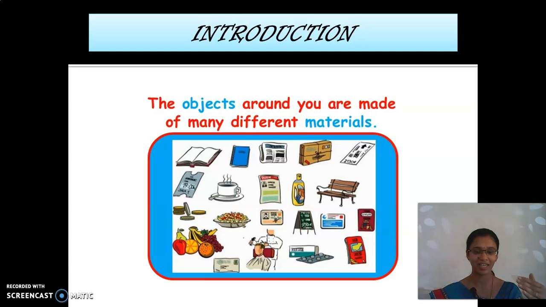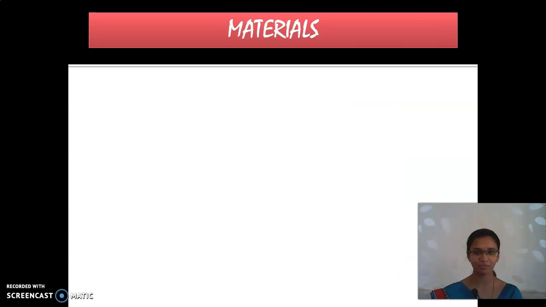So based on their types we are classifying. What are the objects which are present? Notes, book, chair, fruits, vegetables, etc. So the place which is the surrounding around us is filled with objects.